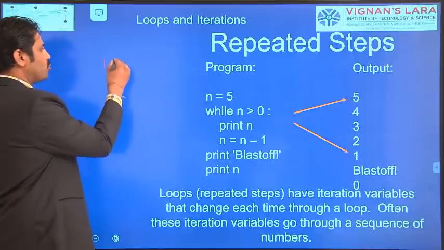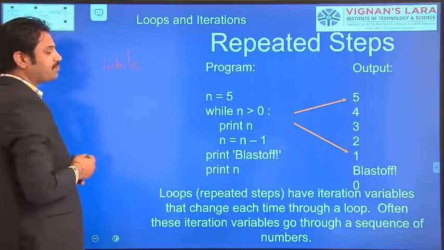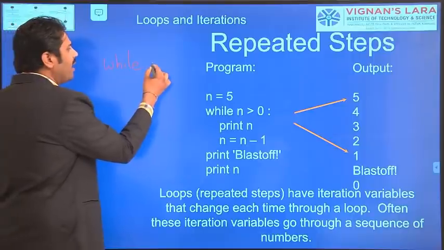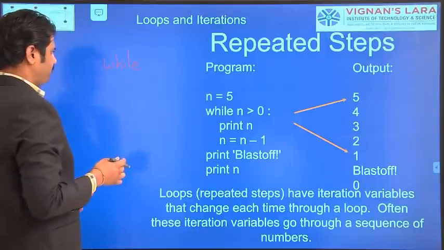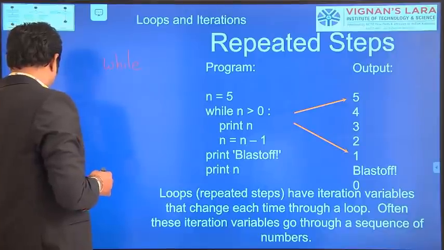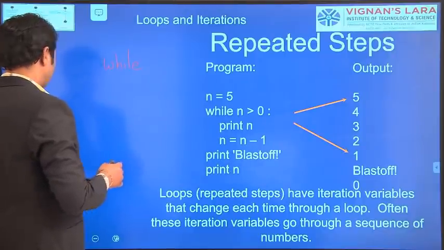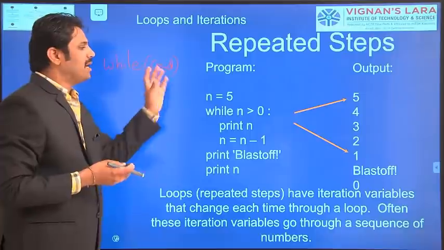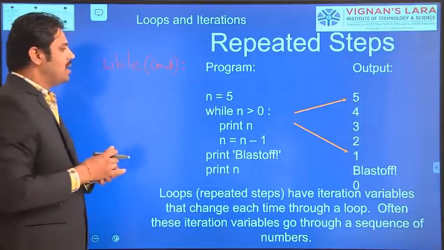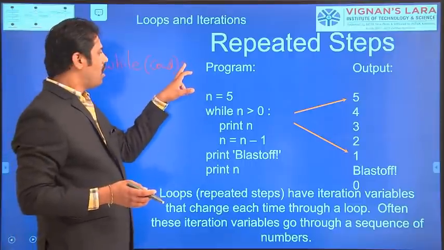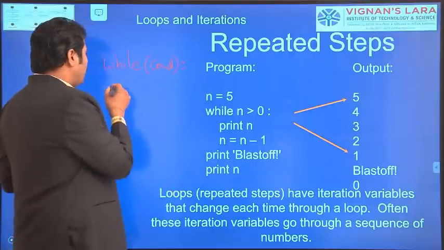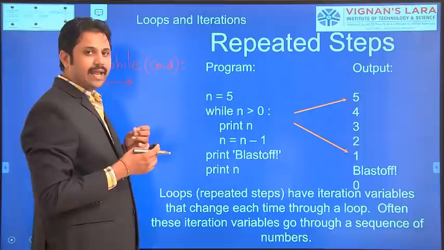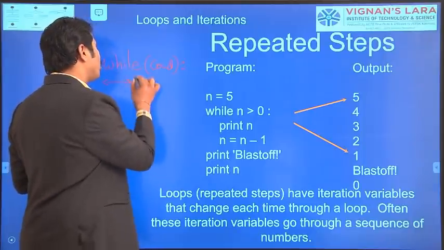First you have to write while. After writing while, you have to write the condition. The condition must close with the indentation mark. This is the colon, this is the indentation mark. After writing the colon, it will automatically take a tab space. After that you have to write the while block.